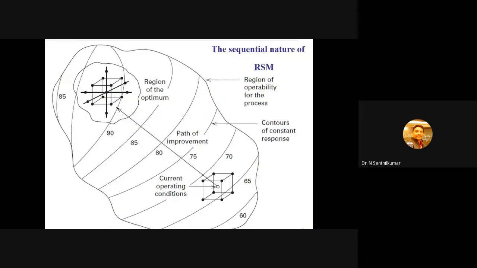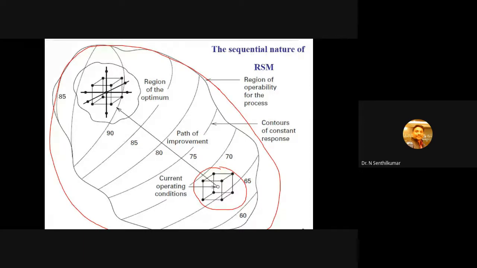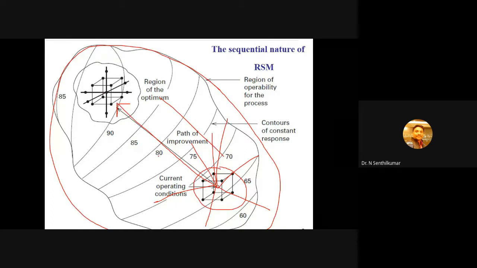Yesterday we have seen steepest ascent, steepest descent and all. So here, this is my current operating condition, and this is what we call the design space or problem domain. Right? So from the initial conditions, I am going to move randomly in search of the optimum condition. And finally, I will be moving towards the optimum condition. So this is the path of improvement. Once it is moving in the right path, that is called the path of improvement.